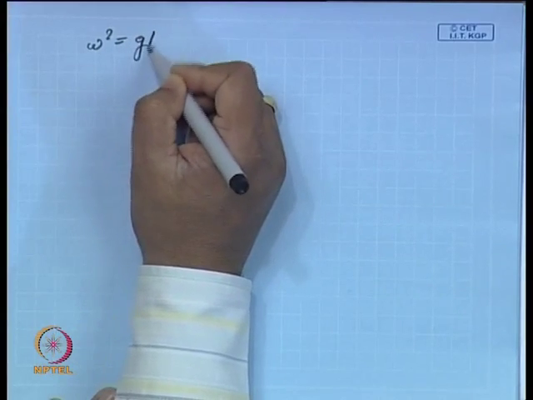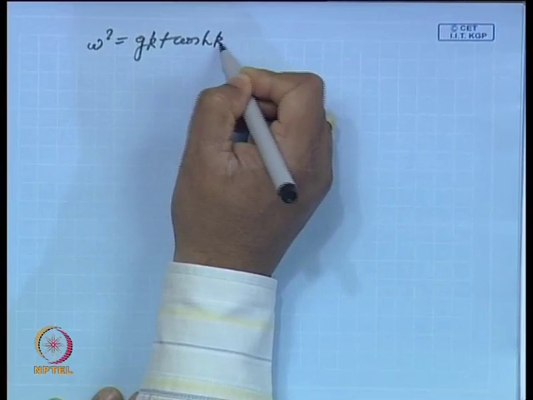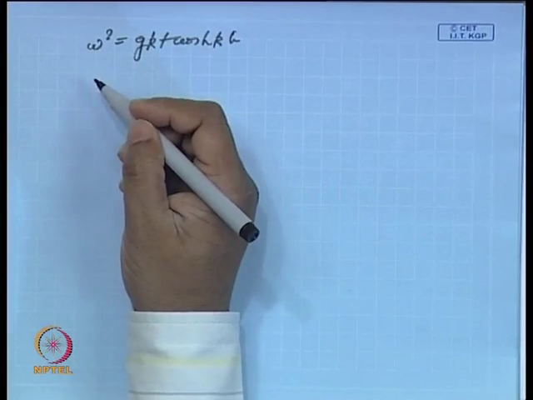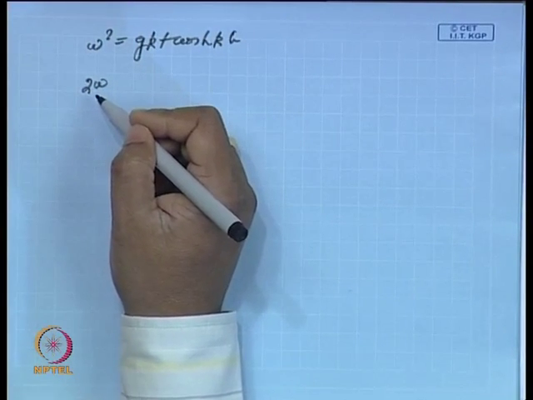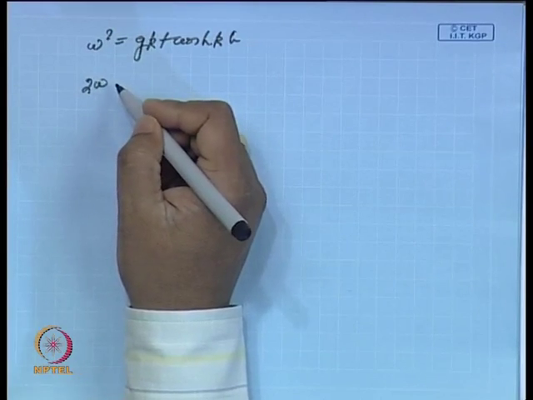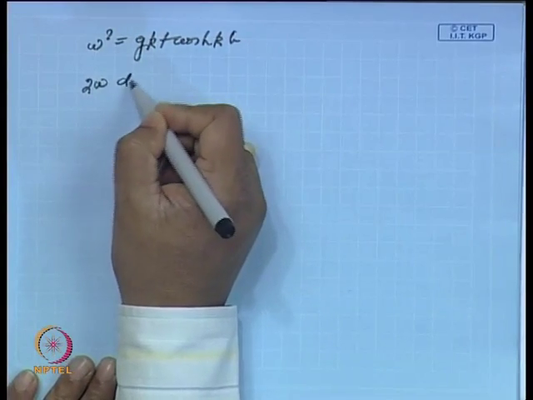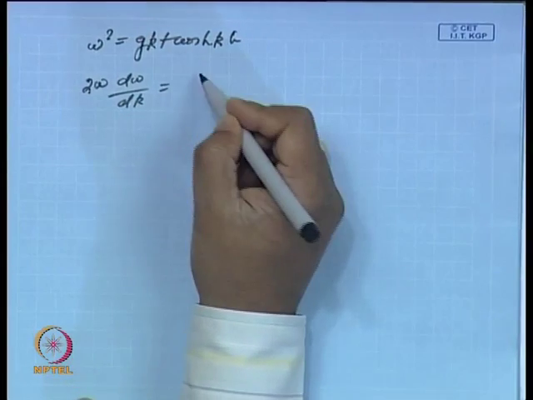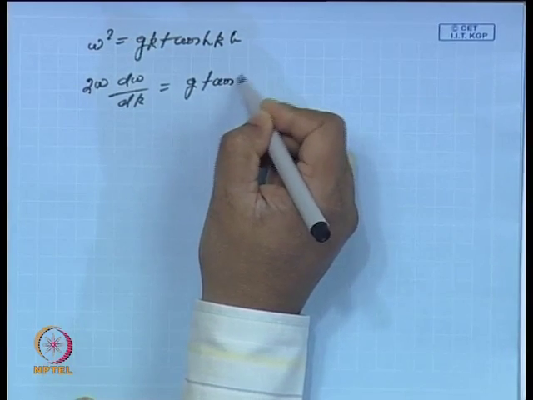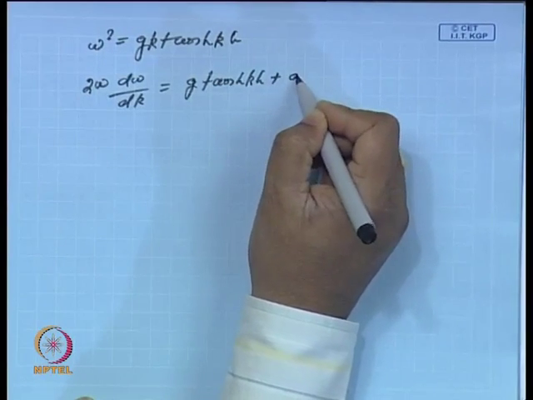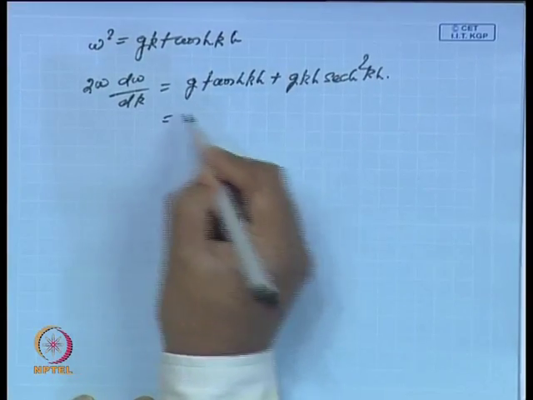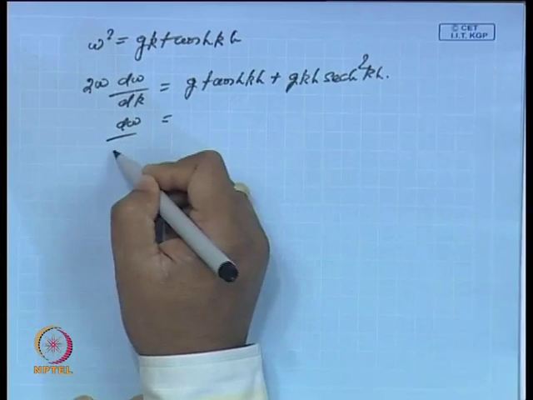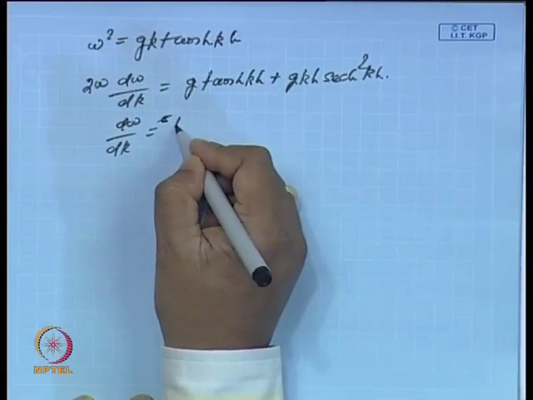What happened? We all know that omega square is g k tan hyperbolic k h. Then what will happen to d omega by dk? So, d omega by dk will be 2 omega, and then this will give me d omega by dk, that will give me g tan hyperbolic k h plus g k h sec hyperbolic square k h, and that gives me 1 by 2 omega.